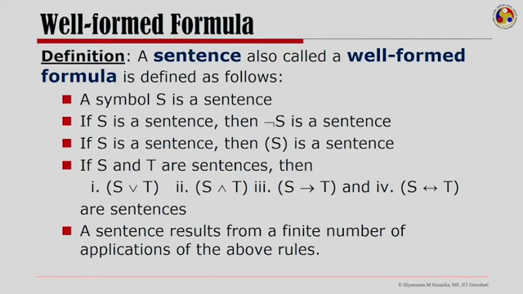Next, if we have sentences S and T, then the disjunction of S and T, the conjunction of S and T, if S then T, and S if and only if T are all sentences. A sentence in propositional logic can only result from a finite number of applications of the above rules.